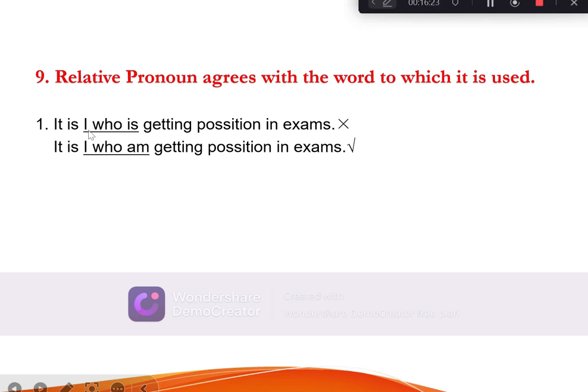We know that I always takes am as a helping verb in the sentence. So is is used here, which is not the helping verb for I. Therefore the sentence is incorrect. So correct form of sentence would be, it is I who am getting position in the exams. So am is the helping verb used with I. Therefore relative pronoun must agree with the pronoun to which it is used.